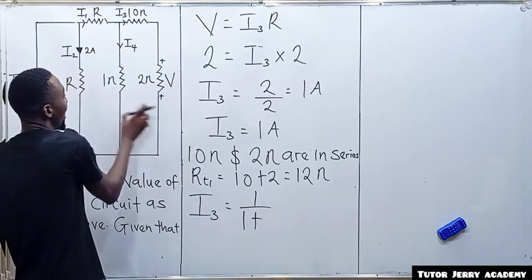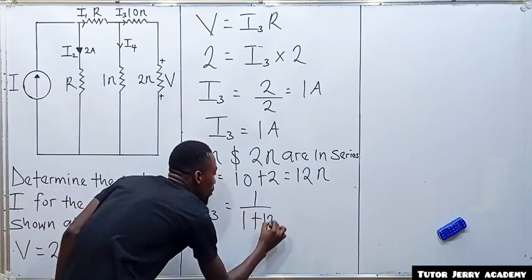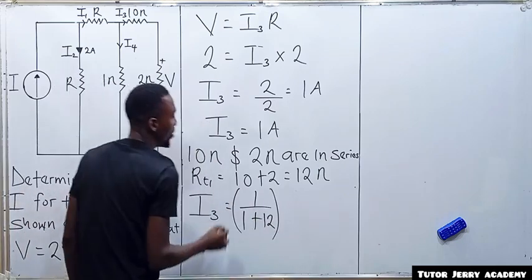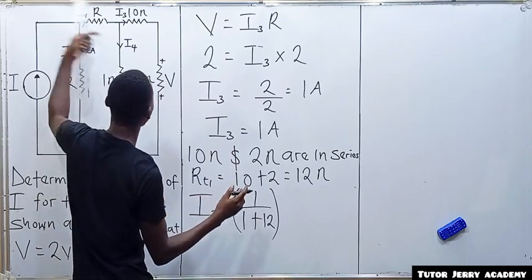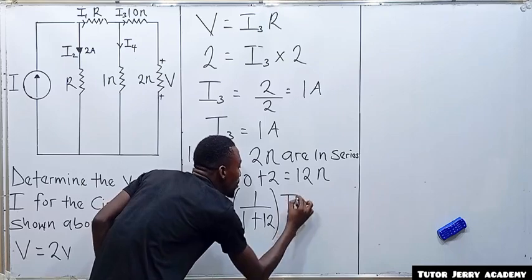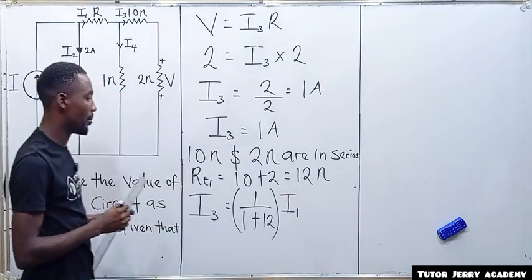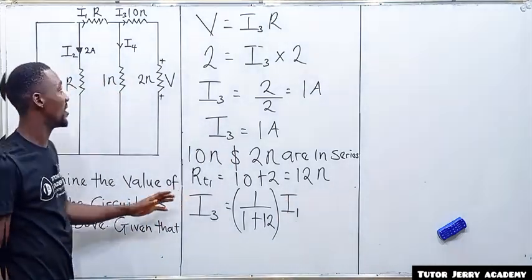1 plus, they are in parallel, 1 plus 12. 1 plus 12 multiplied by what? Multiplied by the total current coming in, which is what? I1. So we are going to have this to be what? I1. All right. So now, I hope we understand this.